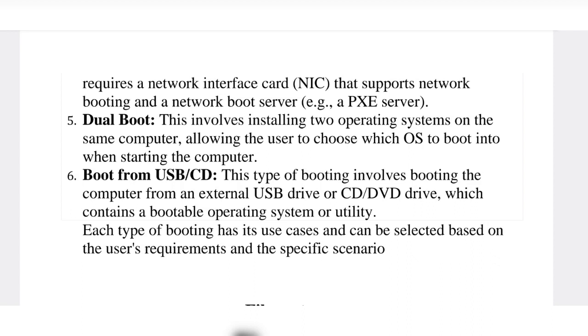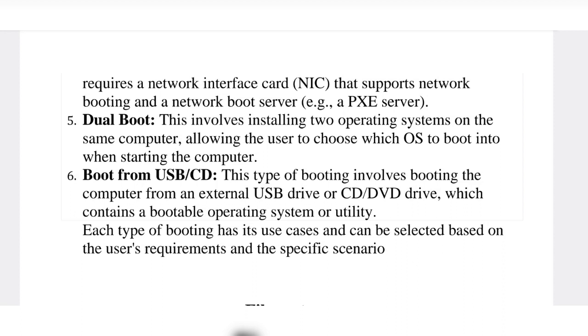Then the fifth one is dual boot. Dual boot means when you have two operating systems on your single computer, and you can choose which one you want to boot and on which one you work, okay. For example, Linux and Windows can be installed on one single computer, and you can choose which one you boot and work on.